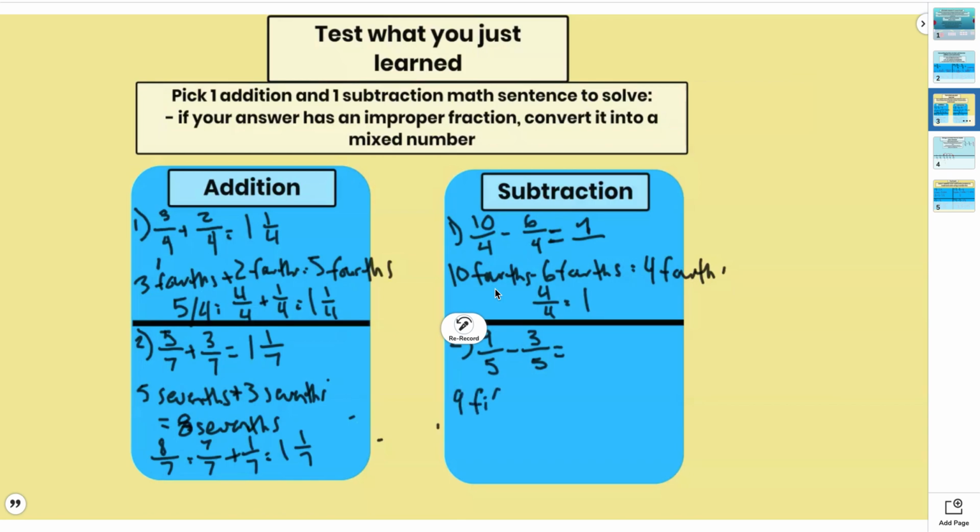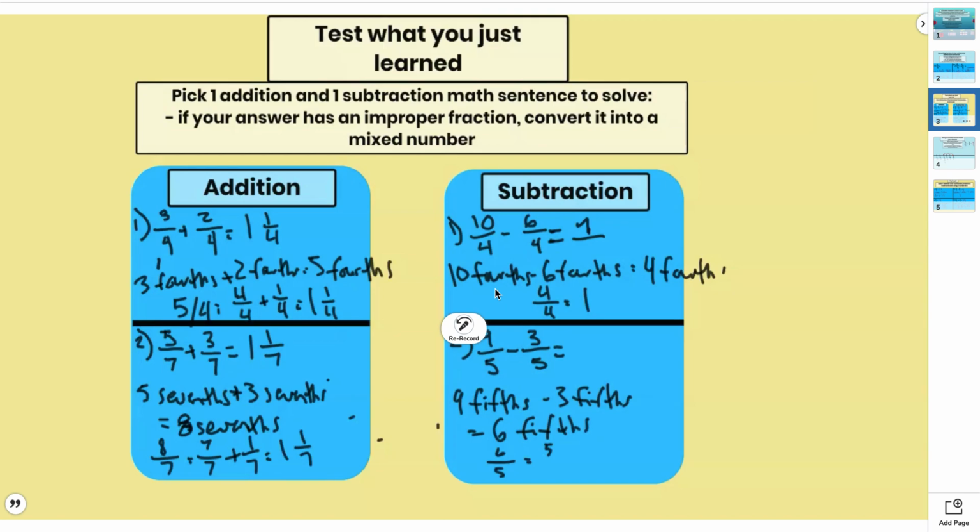Looking at number 2, we have 9 fifths minus 3 fifths. So when we write it out in unit form, this is what it looks like. And then when we do 9 minus 3, we get 6, and our units will stay the same. So we have 6 fifths.